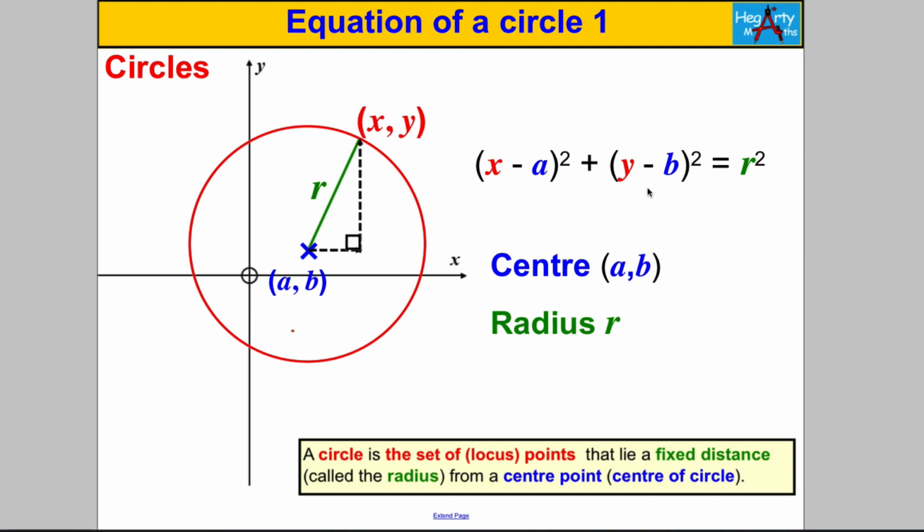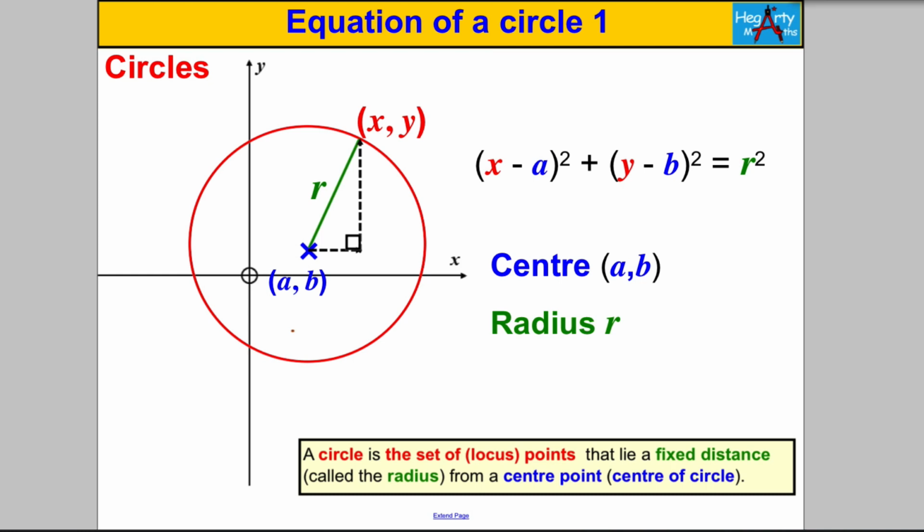So what you need to be able to be good at is, if you see an equation in that form, you need to be able to state the center. If it's in the form x subtract a all squared plus y subtract b all squared is equal to r squared, the center is positive a and positive b, and the radius is r. Also, you're going to need to be able to, when you're given the center and the radius, write it in the equation of a circle form.